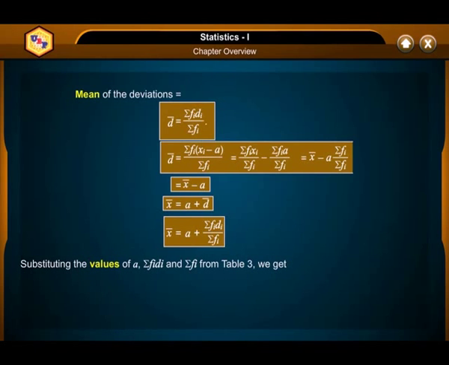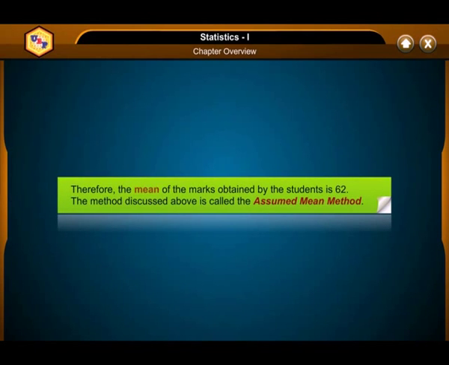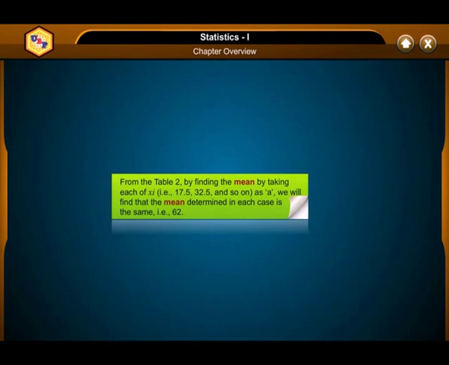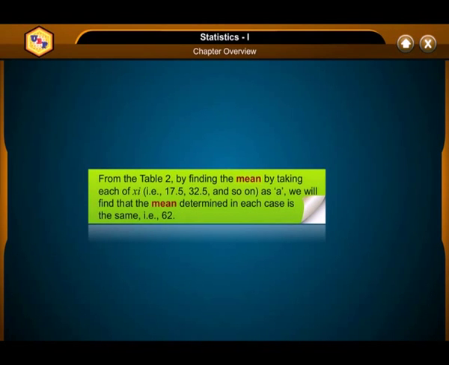Substituting the values of a, sigma fi di and sigma fi from Table 3, we get x bar is equal to 47.5 plus 435 upon 30, equal to 47.5 plus 14.5, equal to 62. Therefore, the mean of the marks obtained by the students is 62. The method discussed above is called the assumed mean method. From Table 2, by taking each of the xi, that is 17.5, 32.5 and so on, as a, we will find that the mean determined in each case is the same, that is 62.